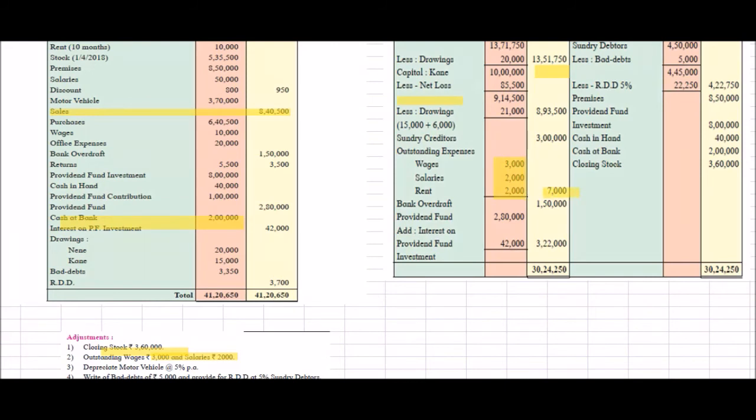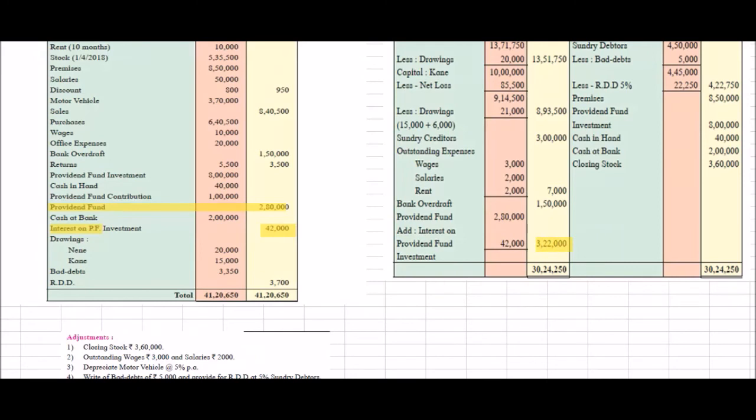So next is bank overdraft. The bank overdraft amount is 1,50,000 rupees. So next entry is provident fund. The provident fund amount is 2,80,000 rupees, I have taken it here. So add interest and provident fund. The interest amount is 42,000 rupees, interest on the provident fund investment. So it becomes 42,000 plus 2,80,000, which is 3,22,000 rupees as the provident fund amount.